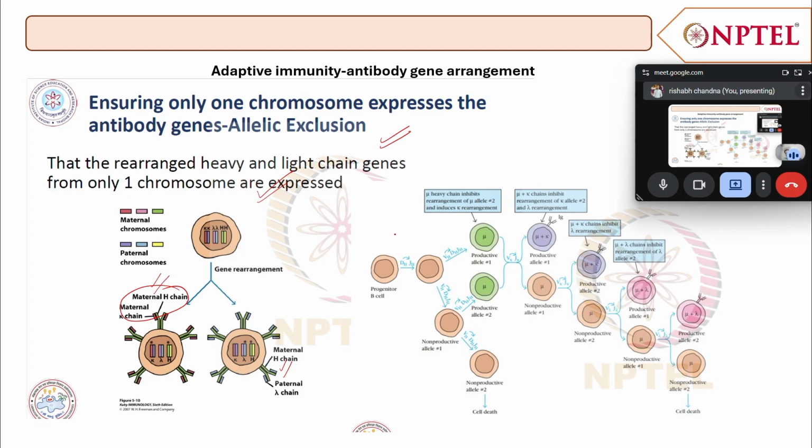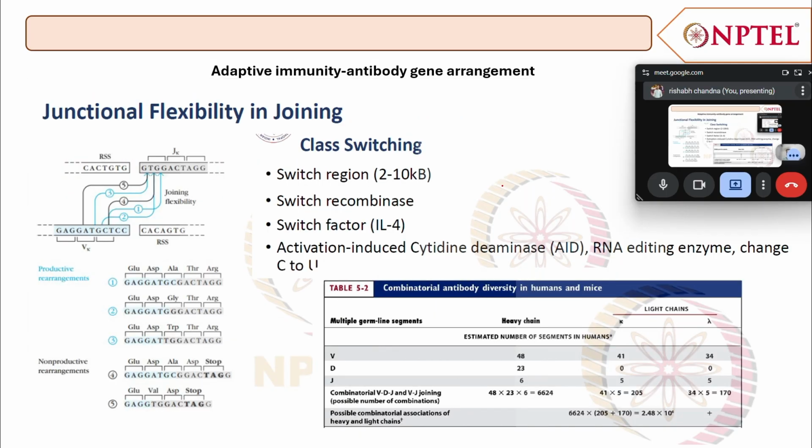So this is how it maintains the diversity of the particular antibodies. Okay. So now moving on to the junctional flexibility in joining.